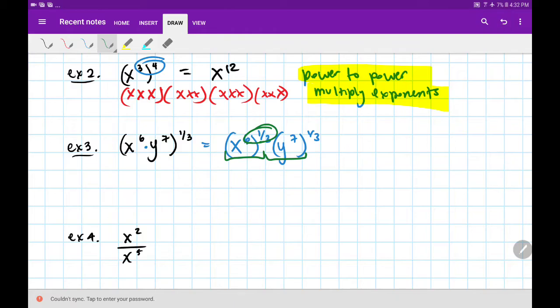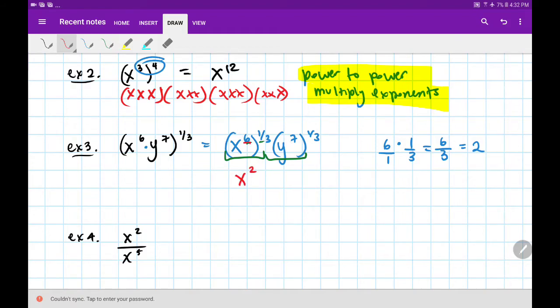So off to the side, I'm going to multiply because I'm not really good at doing fractions in my head. So I'm doing it on the side. I have 6 times 1/3. So I'll put the 6 over 1 and multiply straight across. 6 times 1 is 6 over 3. And that simplifies to 2. So I have x squared.